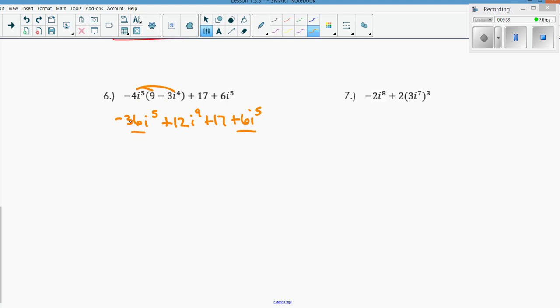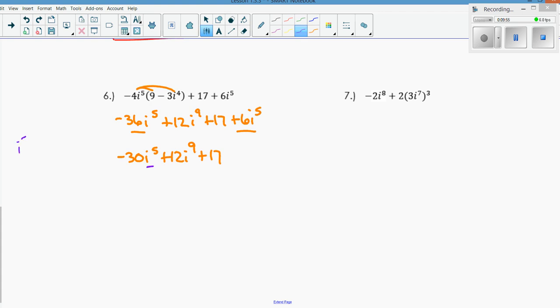So I'm going to say, well, if I have negative 36 and I have positive 6, that means I have negative 30 i to the 5th plus a 12 i to the 9th plus 17. So I do need to do some side work, but now I only have to do it twice instead of 3 times. So I need to figure out what i to the 5th is.